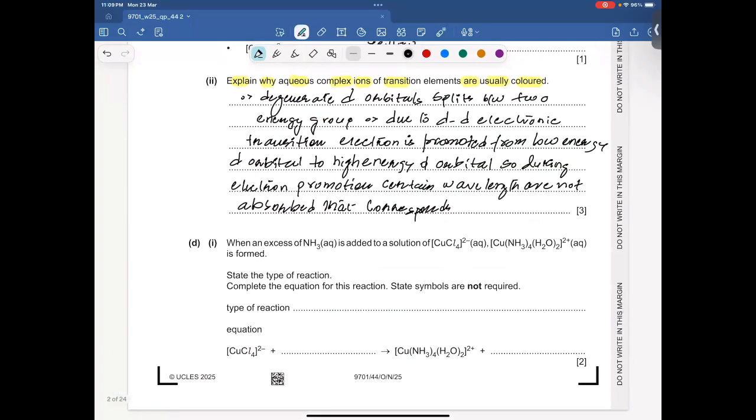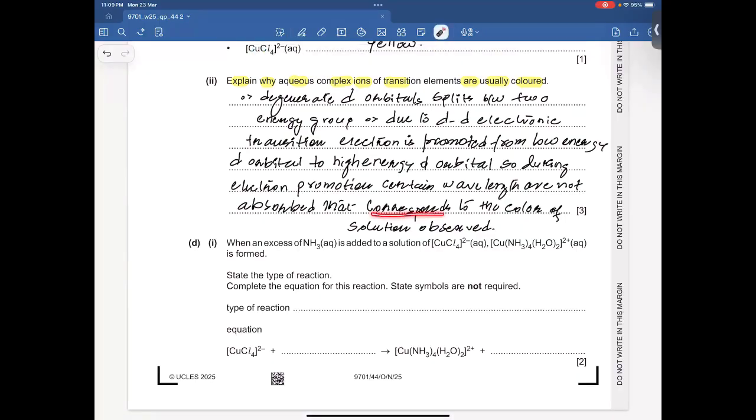That corresponds to the color of solution observed. And this sentence shows that a complementary color is observed. By the way, these two energy groups, one is t2g and the other one is eg. t2g has 3 d orbitals and eg has 2 d orbitals. All right. Anyway, let's move on to the next part.